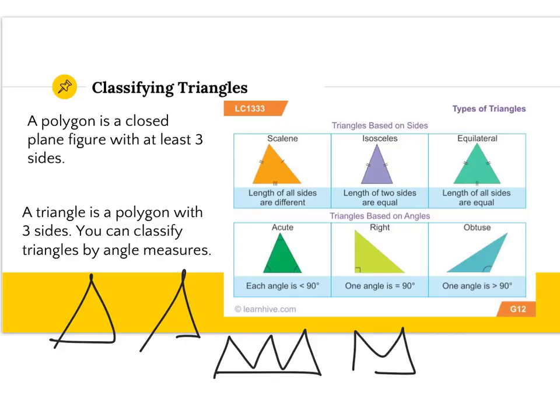And then if we base triangles on their angles, we have an acute, where each angle is less than 90 degrees. And you can think of this because the angles are small and cute. We have a right triangle, which has one right angle, a right angle being 90 degrees, and an obtuse triangle, where there is one large angle. Think of like the O in obtuse being a large O, right? And the large angle right here. Maybe it'll work for you, maybe not.